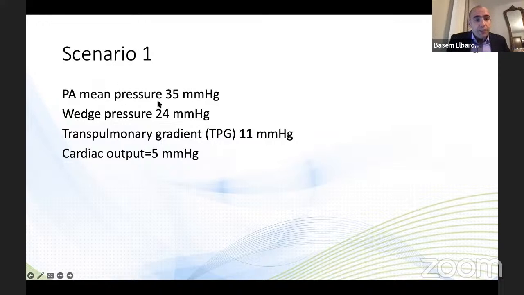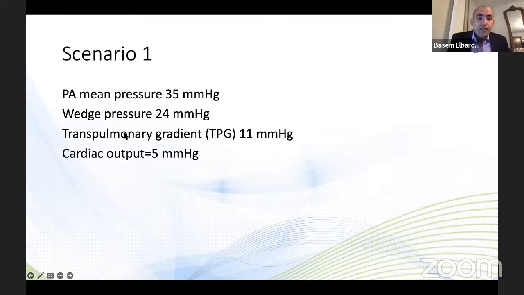You measure the PA pressure and it's 35 millimeters of mercury. So the PA pressure is 35, and remember normal is 20. So this patient does have pulmonary hypertension. However, when you wedge the catheter, your wedge mean pressure is 24 millimeters of mercury. Remember, normal was 13, so this is quite high.